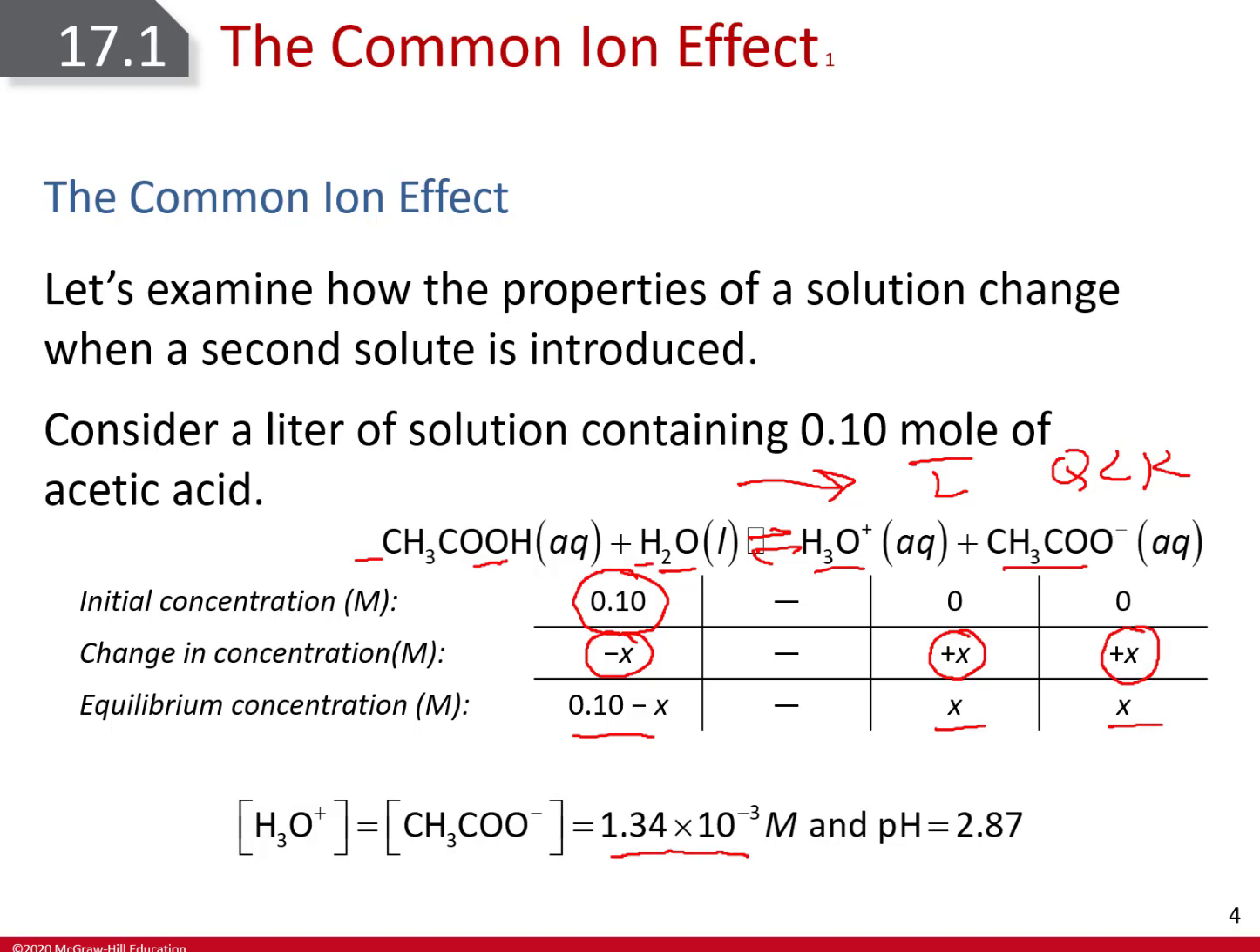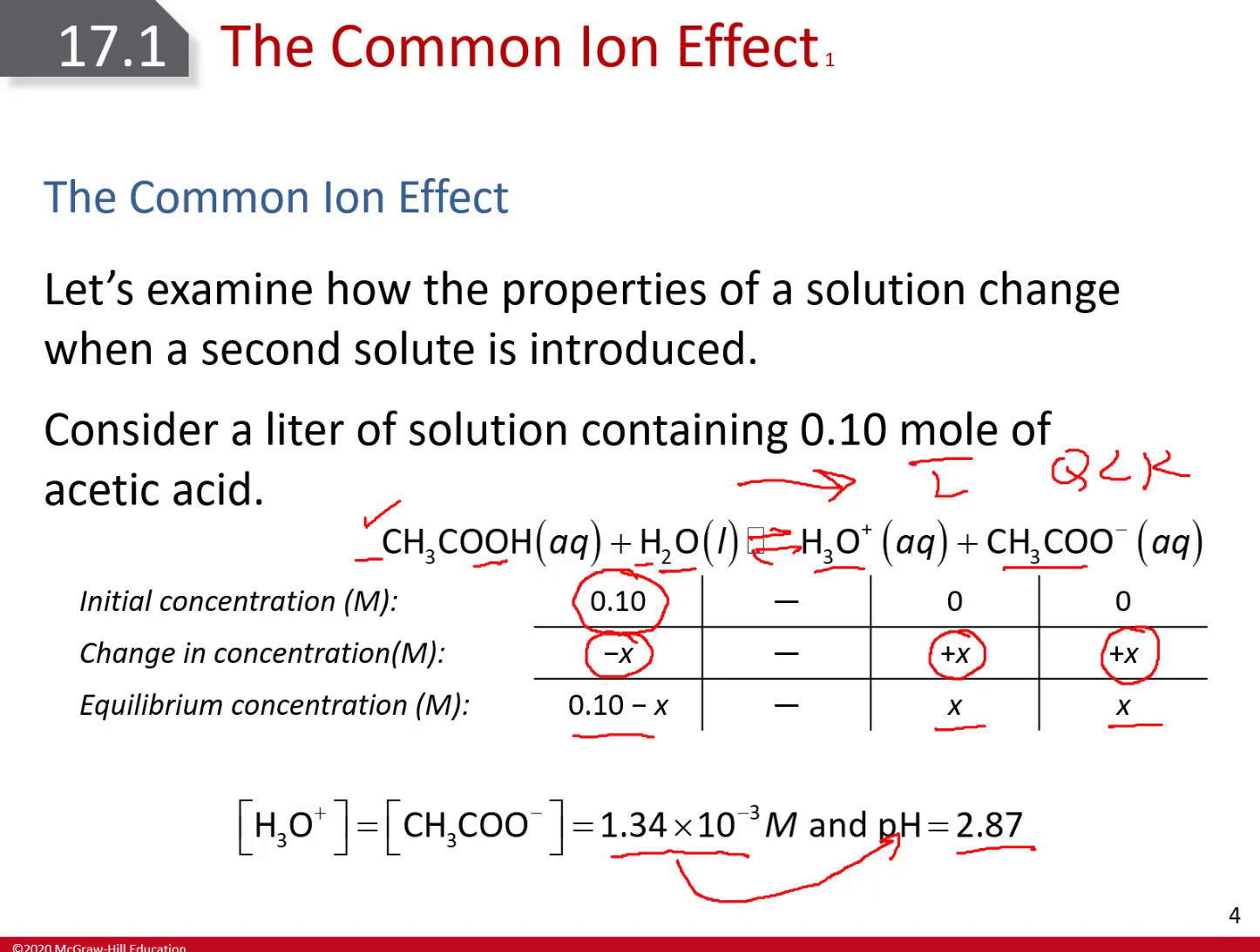They don't show the calculation here because we've learned how to do this in previous chapters. We know this is the hydronium ion concentration, so we can take the negative log of that and get the pH. So the pH is 2.87. That's what we would expect for a weak acid solution. All this is just review from the previous chapter.